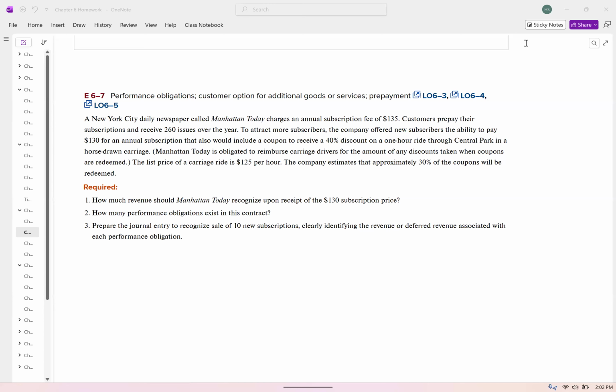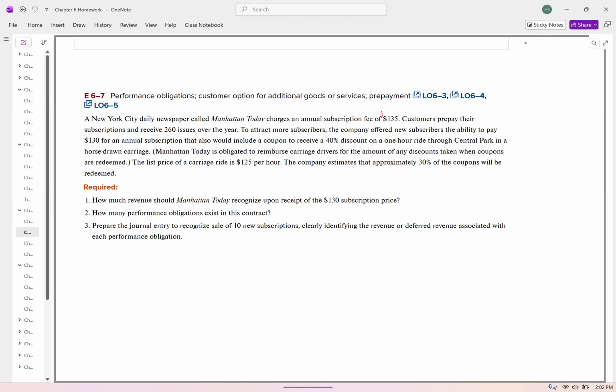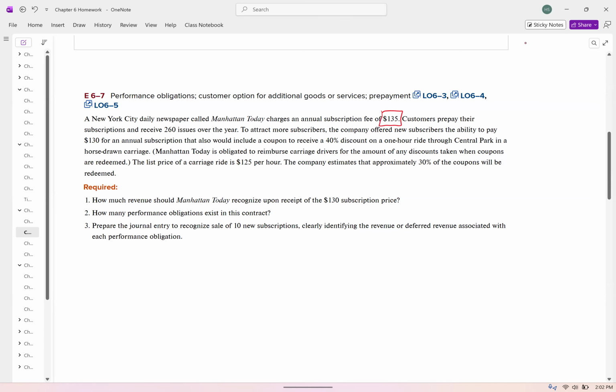All right, so now we are working on a problem from chapter 6, exercise 6-7. This one was assigned. It's got a lot of moving parts in it, so I'm going to pull out the things that are important that we need. Okay, so they tell us a New York City daily newspaper called the Manhattan Today charges an annual subscription fee of 135. Okay, we're going to need that 135.